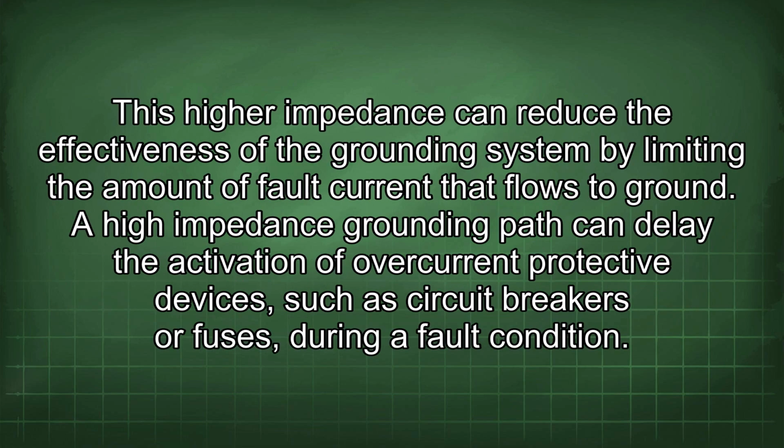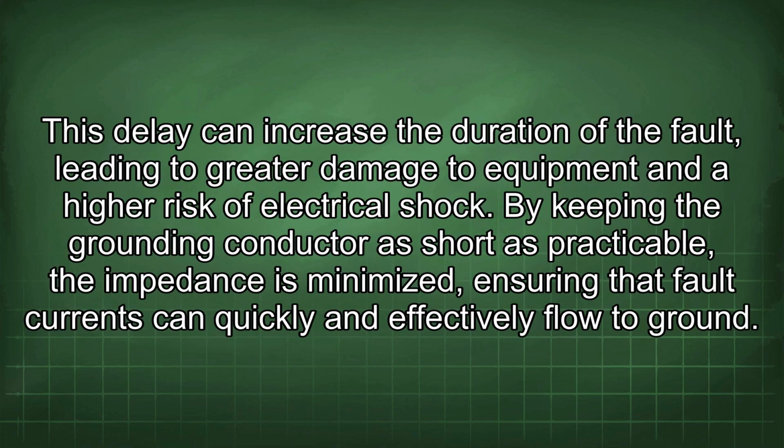This higher impedance can reduce the effectiveness of the grounding system by limiting the amount of fault current that flows to ground. A high impedance grounding path can delay the activation of overcurrent protective devices, such as circuit breakers or fuses, during a fault condition. This delay can increase the duration of the fault, leading to greater damage to equipment and a higher risk of electrical shock. By keeping the grounding conductor as short as practicable, the impedance is minimized, ensuring that fault currents can quickly and effectively flow to ground.